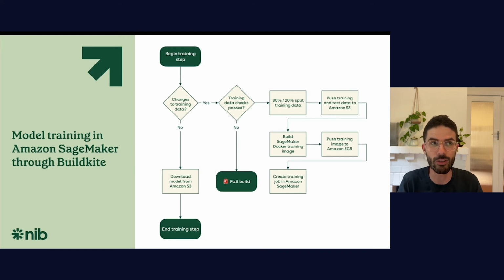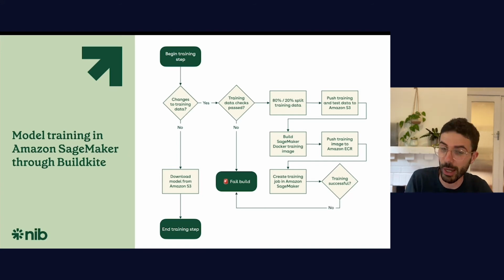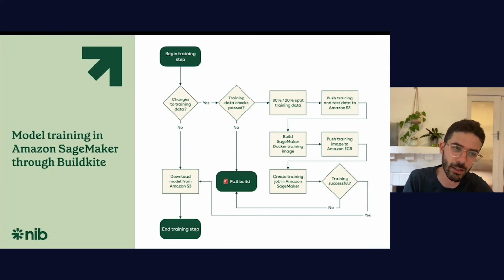And once the training job has been marked as complete, we'll see it's been completed, but was it successful? If it wasn't successful, we'll fail the build. If it was successful, we'll download the model from S3 and we'll end the training step.